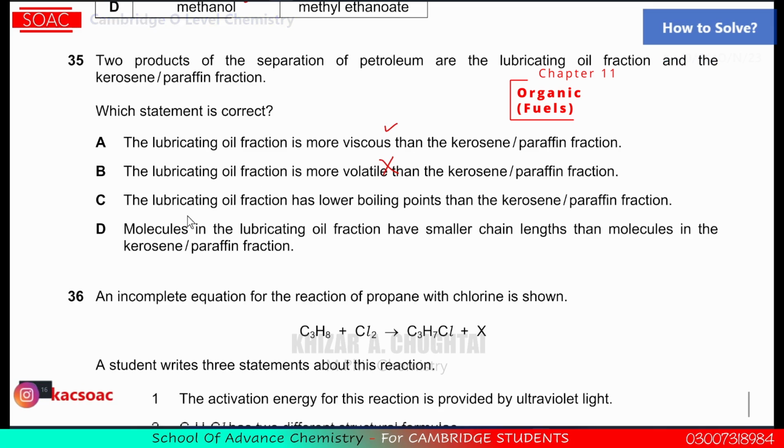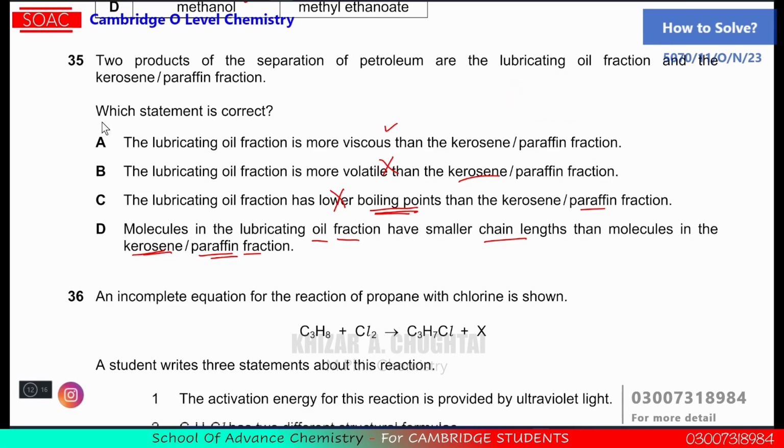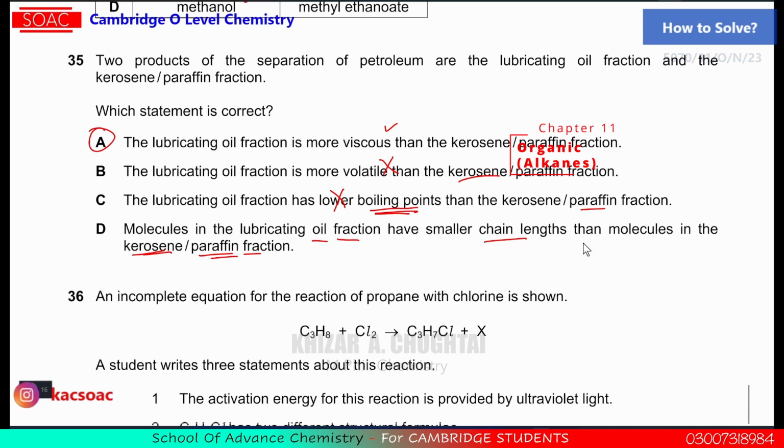It's less volatile. Lubricating oil fraction has lower boiling point. No, it's lying at the bottom of the column, so it is having a higher boiling point than paraffin or kerosene oil. Molecules in the lubricating oil fraction have smaller chain length. No, as we move towards the bottom of the column, it is having more carbon chain length as compared to the other fractions, that is paraffin or kerosene. So it is confirmed that A is the correct option.